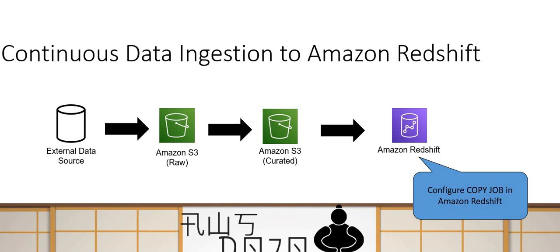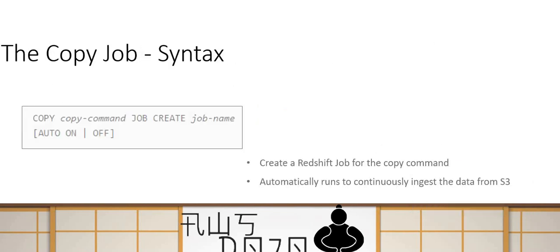Let's try to understand how you can create such a job. The job is pretty straightforward, to be very honest. This is the syntax of the job. All you're saying is COPY, and then your copy command. This copy command is the same copy command you have been using so far with the Redshift cluster to copy data from an S3 bucket to the Amazon Redshift database. Then you're simply creating that into a job. So you say JOB CREATE, and this is the job name, and then you can simply put AUTO ON or AUTO OFF. When you put AUTO ON, as and when data comes to the S3 bucket, using this copy command, it gets automatically copied to the Redshift cluster. And as I mentioned earlier, earlier you had to do a couple of things to make this automation work.